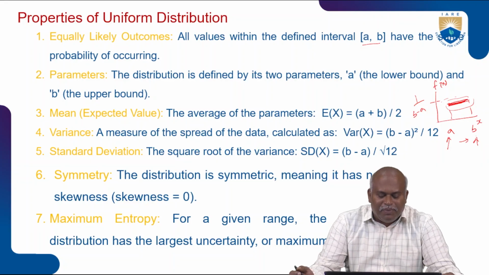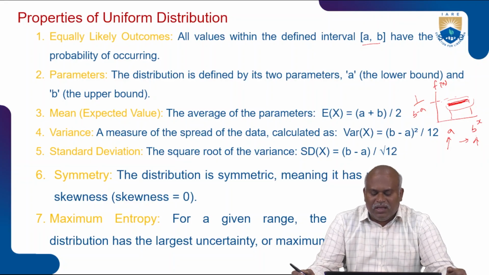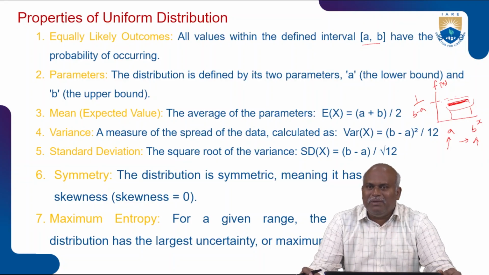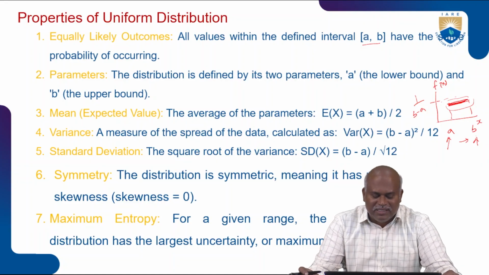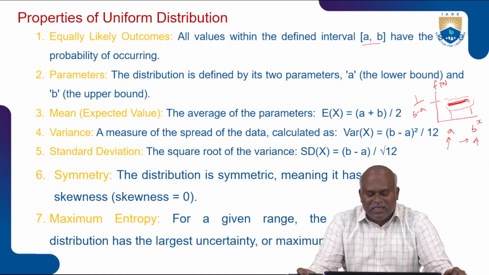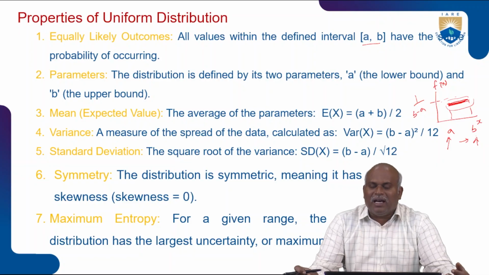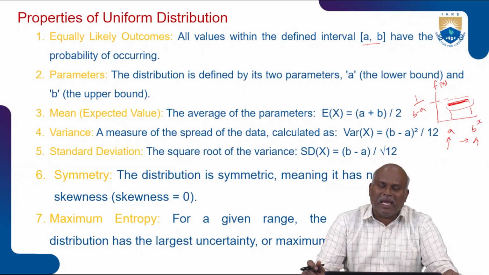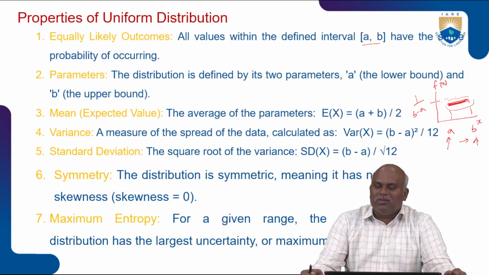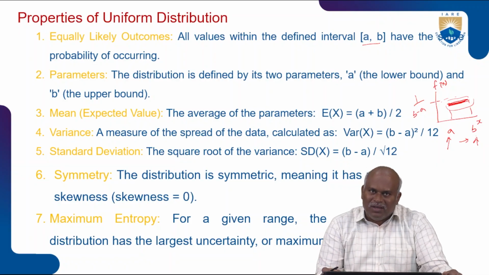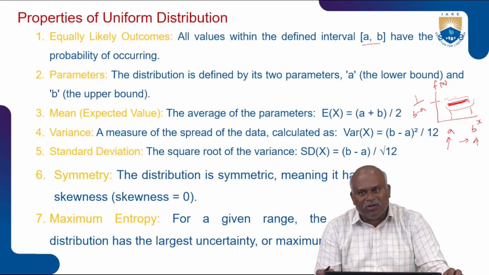Next one is maximum entropy. From the given range, the minimum as well as the maximum cases, the uniform distribution has the largest uncertainty, or maximum entropy. So the probability of uniform distribution is the maximum entropy condition.